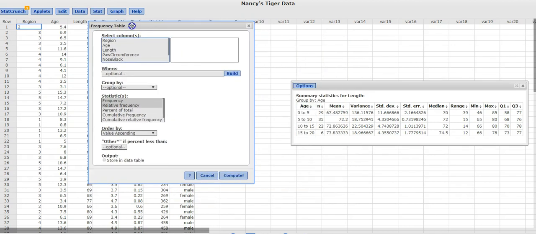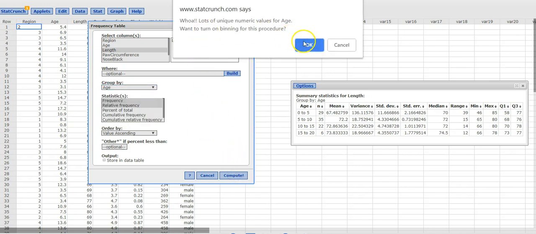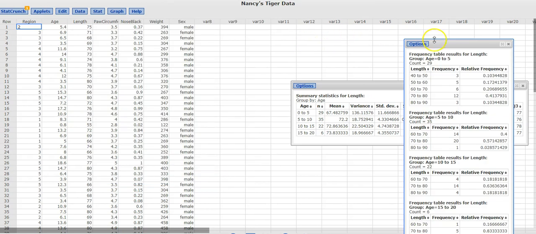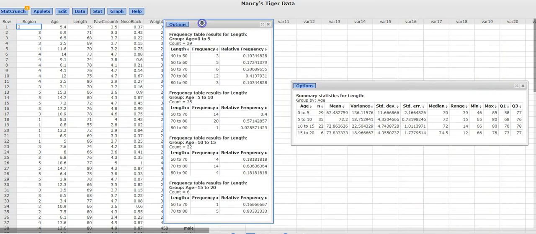This is another place where sometimes you can just get way too much information and it's hard to interpret. So again, on this one, I'm going to put in length here, and I'm going to ask it to group by age. It's going to ask me the same thing. It wants to turn on binning. Here's what happens if I do that. It's dividing it up into these different classes, and so I've got all these numbers in here. I've got 4 different frequency tables. Again, this isn't necessarily all that helpful.